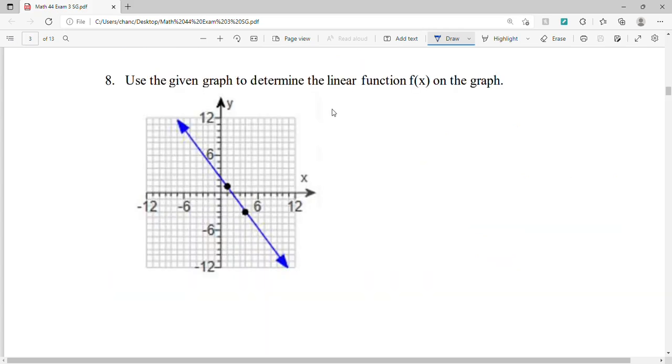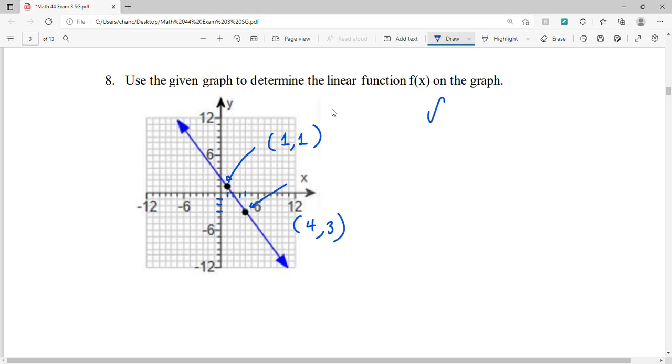Question 8. Use the graph to determine the linear function f of x on the graph. The first step is to find where these points are located. The first point is located at 1, 1. For the second one, we have to be more careful. This is 1, 2, 3, 4. So the first coordinate is 4, and we have to go down 1, 2, 3. So this is the ordered pair 4, 3.